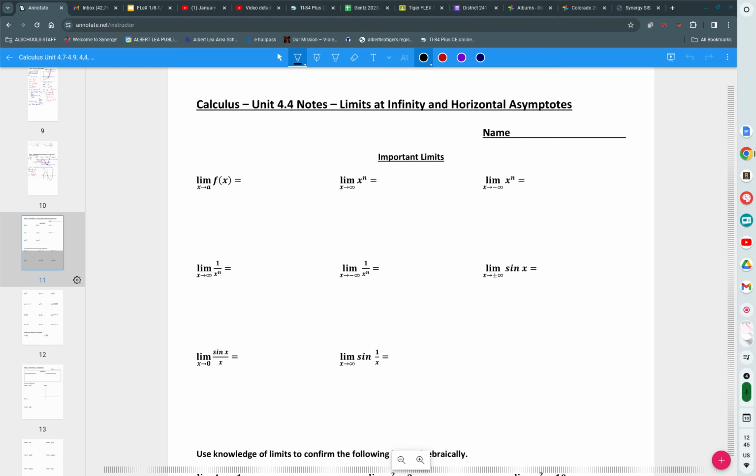Okay, so we got a great examination. We're back at unit 4.4. So we did 4.7, which is optimization. We did 4.8, which was applications through economics. We did 4.9, which was Newton's method.